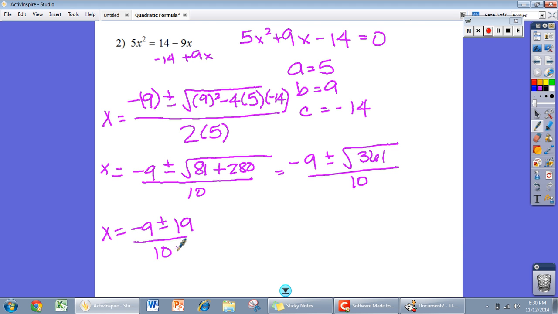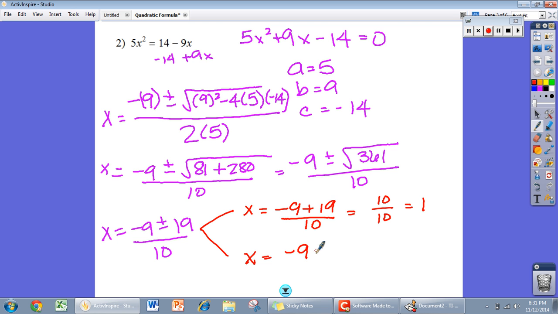Now for this scenario here, we cannot add and subtract simultaneously, so we need to break this down into two parts. So this actually represents x equals a negative 9 plus 19 all over 10. Negative 9 and 19 make 10 over 10, which equals 1. My second problem is the negative 9, this time minus 19, all over 10. And a negative 9 minus 19 is a negative 28, all over 10. And we can simplify that fraction to a negative 14 fifths. So again, we have two solutions, positive 1 and a negative 14 fifths. A little bit different.